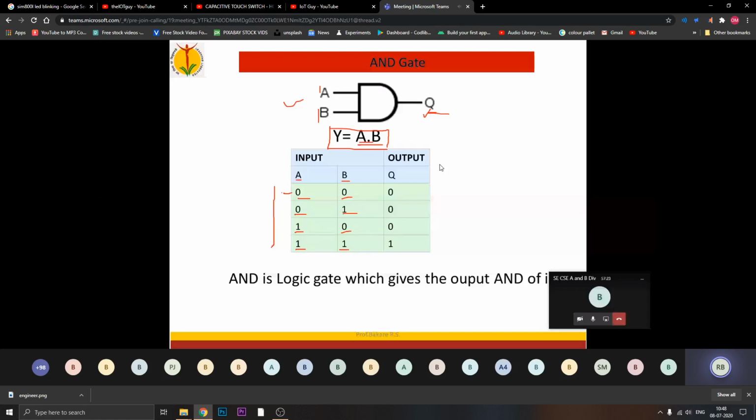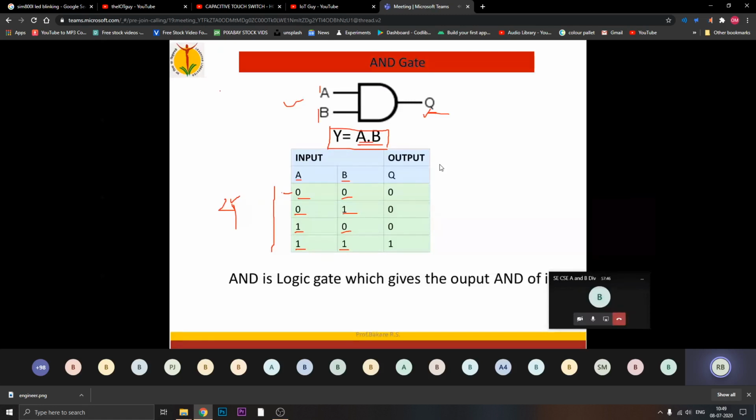It forms a total of four possible combinations of the input. That means whenever the gate has two inputs, it has a maximum of four possible combinations of input. So in those four combinations, it covers all possible combinations of input. Now we check them one by one.